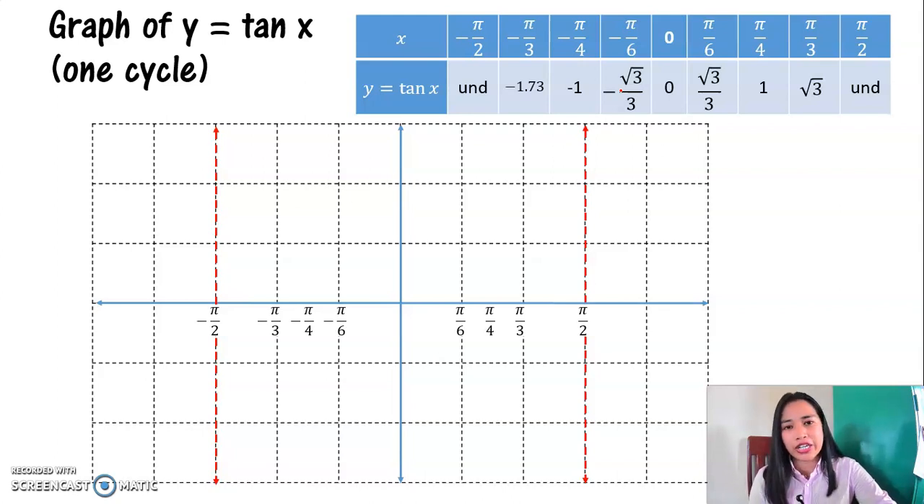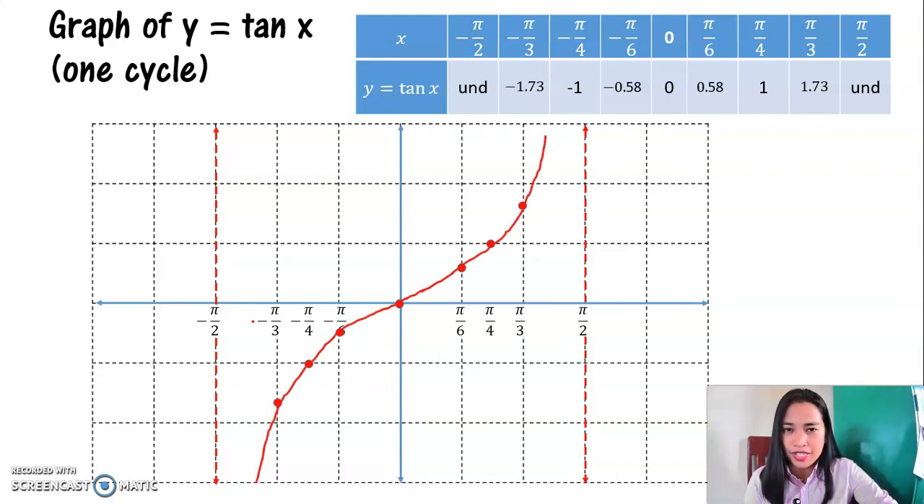And then, let us start plotting the points. At negative pi over 3, the value of y is negative 1.73, then negative 1, negative 0.58, 0, and so on. After that, we are going to connect them with a smooth curve. But in this video it's not smooth because I'm not so good at drawing, so just imagine it as a smooth curve.